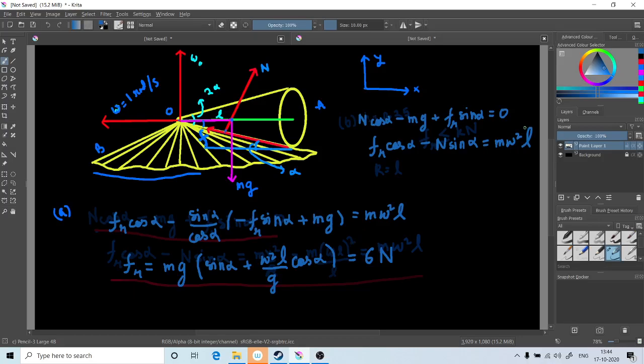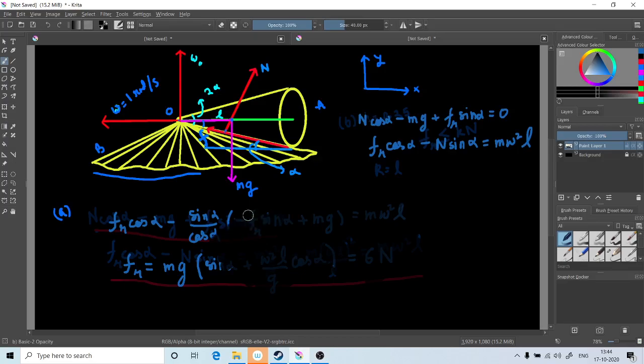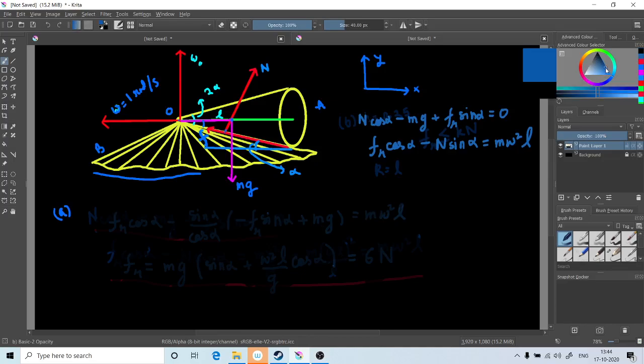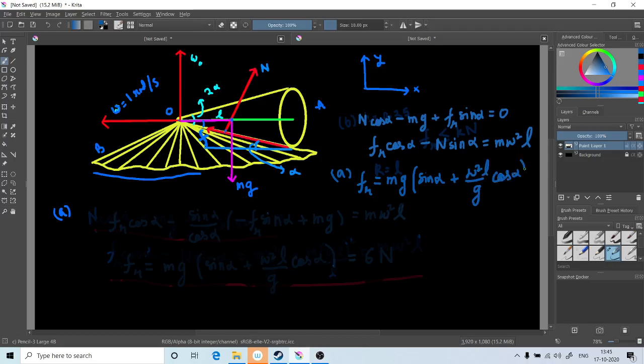Let's move on to part B. The final answer we get for A is static friction equals mg times sin alpha plus omega square L by g cos alpha. Now moving on to part B.